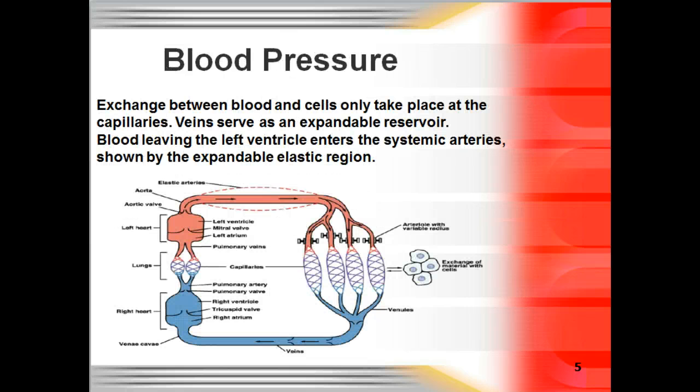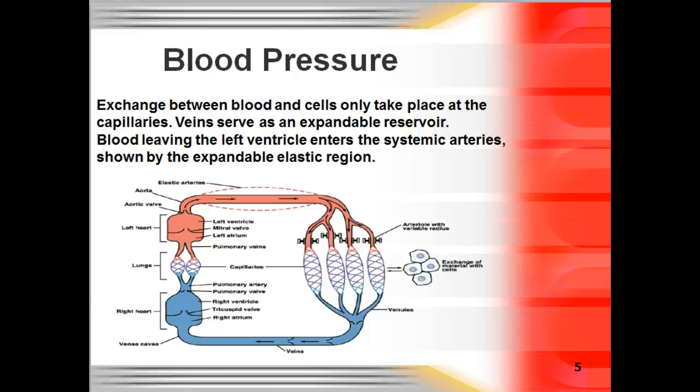Okay, so in essence, blood pressure is an exchange between blood and cells only, and they only take place at the capillaries. Veins serve as an expandable reservoir, and blood leaving the left ventricle enters the systemic arteries shown by the expandable elastic region. So this is an example of exchange between blood and cells, and they only take place at the capillaries.